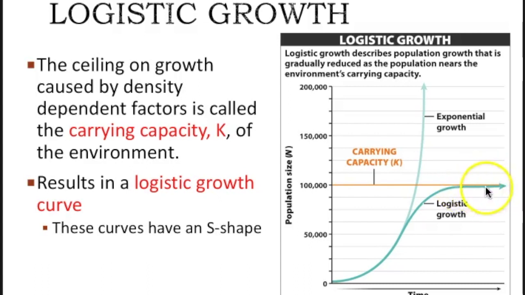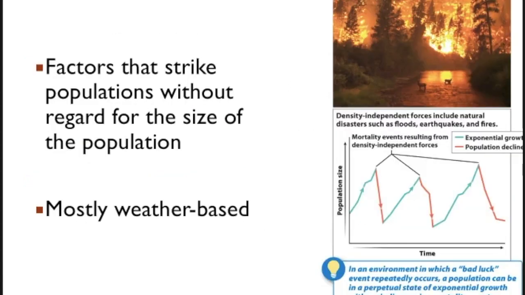And they plateau at a specific number. And that plateau is called carrying capacity. And carrying capacity is symbolized by the letter K. All right, so the logistic growth curve ends up at carrying capacity, and those are all due to density-dependent factors. There's another kind of factor that can affect population size, and these are called density-independent factors, and there's your term right up here.